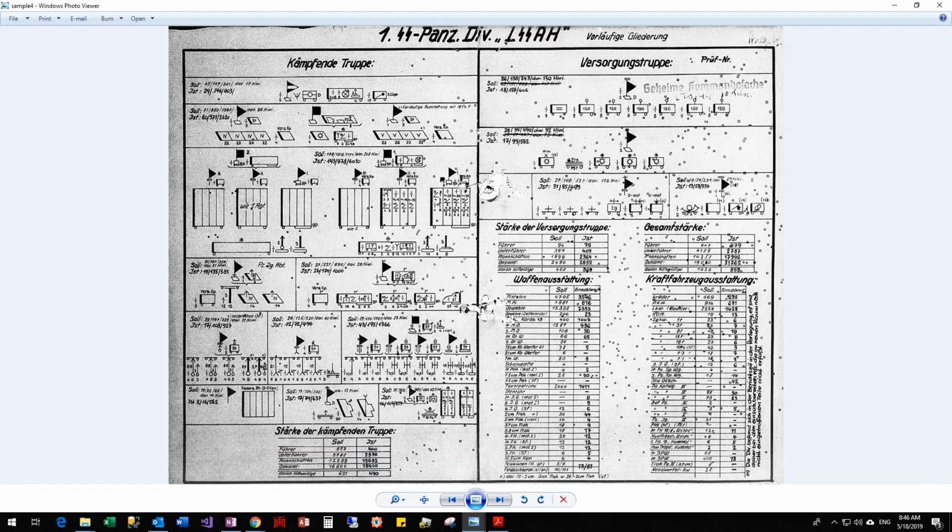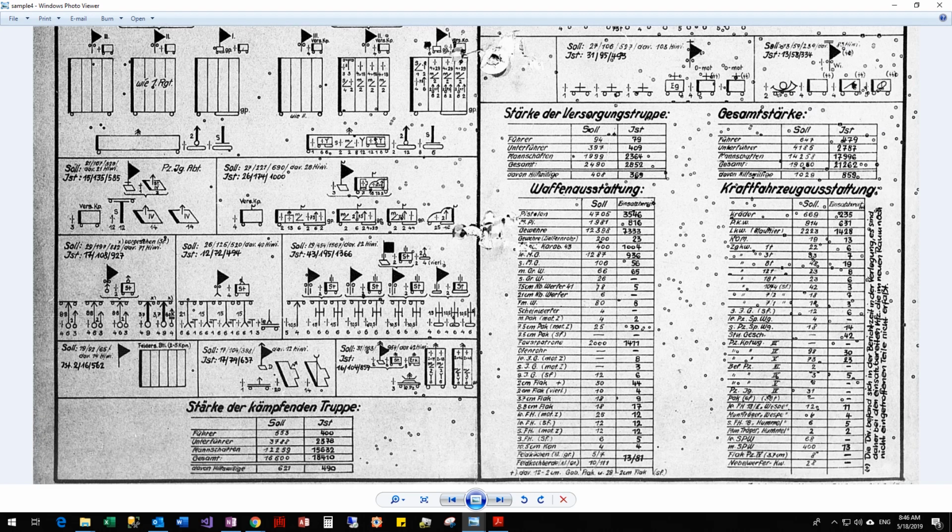Here's another example. This is the 1st SS Panzer Division, and on this type, I want to point out that it shows the authorized number of weapons and the actual number of weapons, and also the authorized number of vehicles and the actual number of vehicles. Also, we have a personnel count categorized by rank groups, in a sense, officers, NCOs, enlisted, and these are for supply troops. This is a grand total over here. And if we look down here, these are the combat troops. So in theory, if we add the combat troops to the supply troops, we should come up with a total that matches this total here.